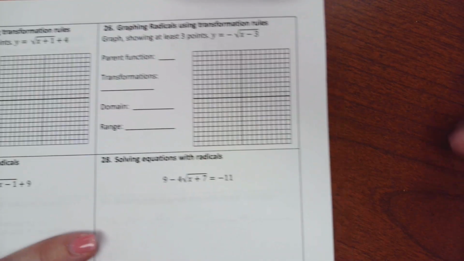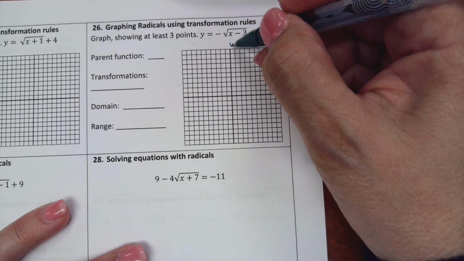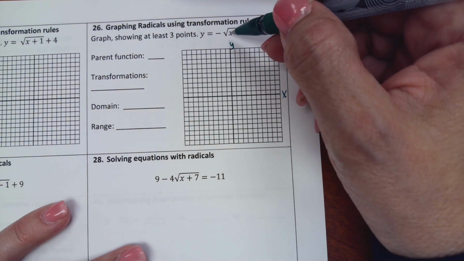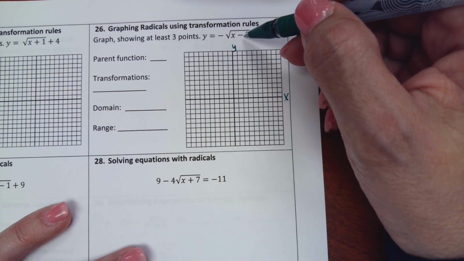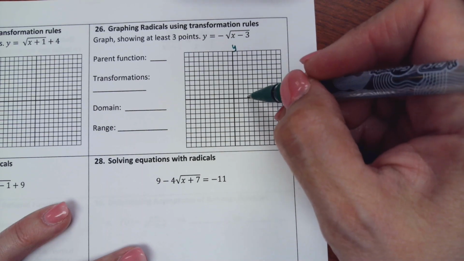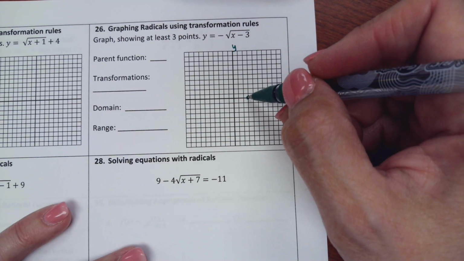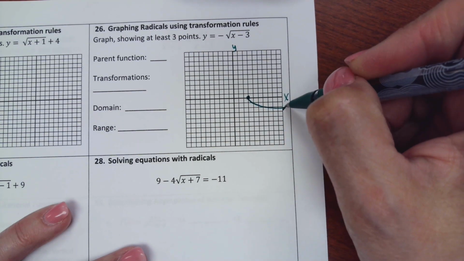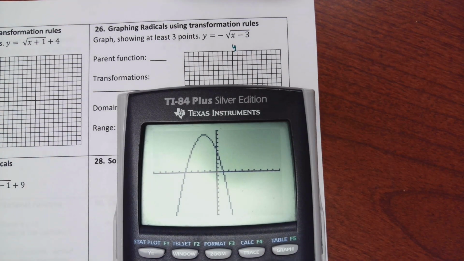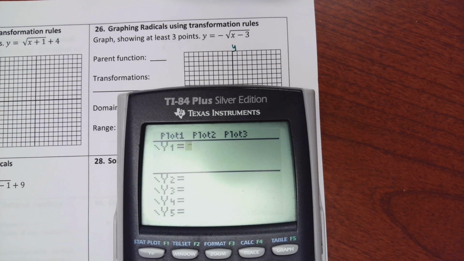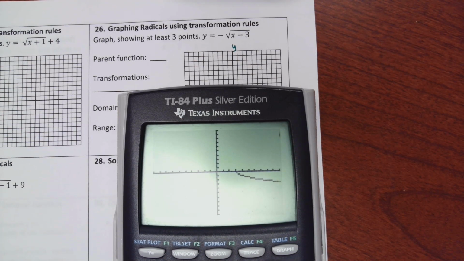All right, so let's see here. I need a square root function. Move to the right 3 and upside down. So to the right 3 would be here, and it's upside down. So normally it would go up, and now it's coming down instead. And remember, you can also put this on your calculator. So negative square root x plus 3, or x minus 3. Okay, so there it is.